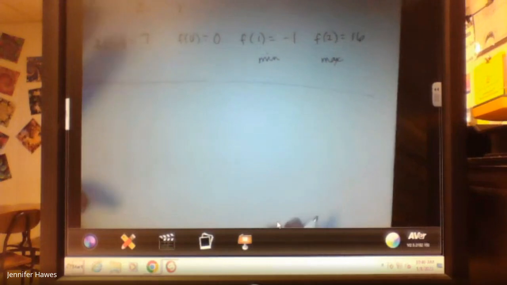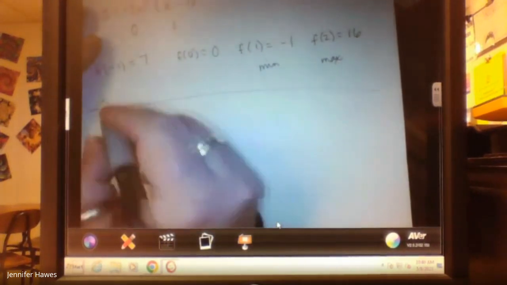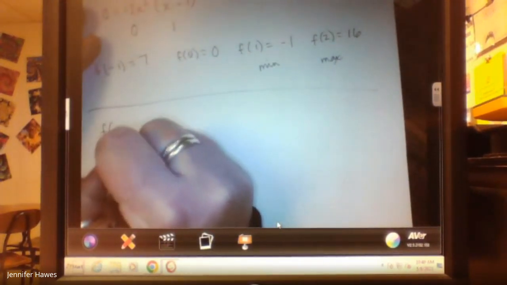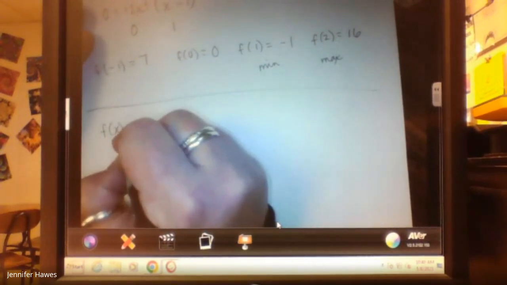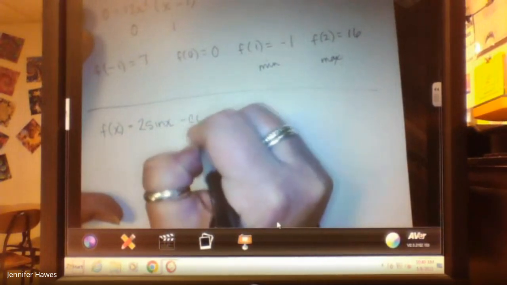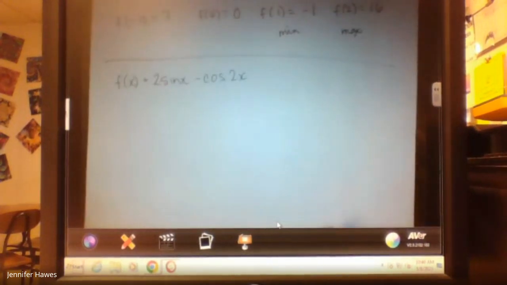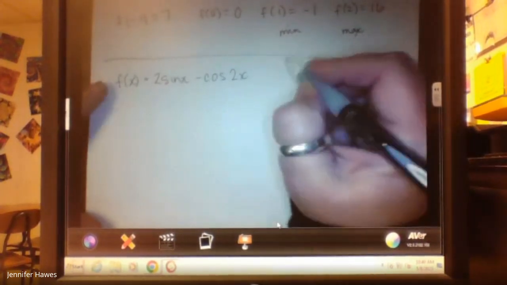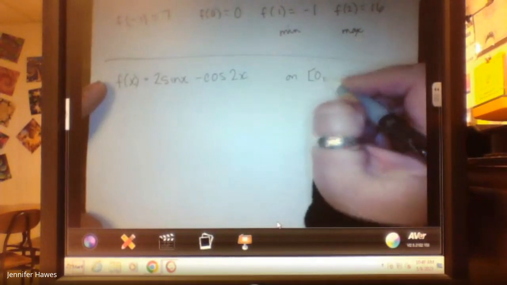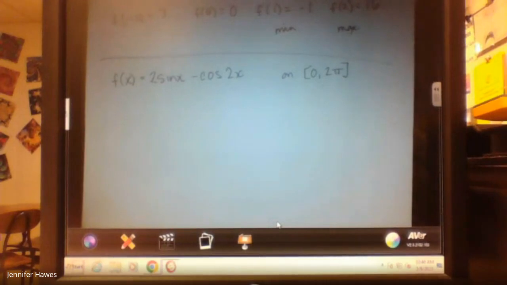Okay, let's look at my second one. This one, you're going to want a snow person. It's just talking about once around that circle if you're going from 0 to 2 pi.